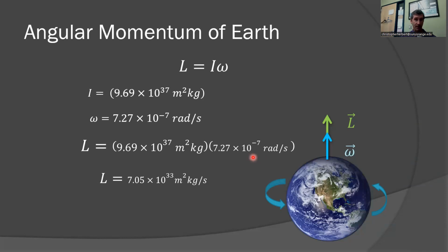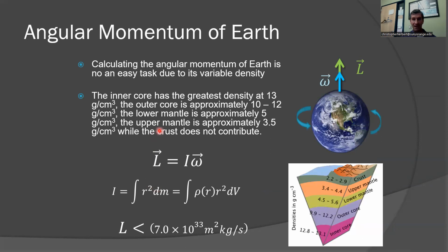So what happens here is, because we don't have a homogeneous density, my moment of inertia is too high, and that, in fact, makes my angular momentum too high. So let's try to get a better estimate for the angular momentum of the Earth. Now, the problem is each part of the Earth has a different density.